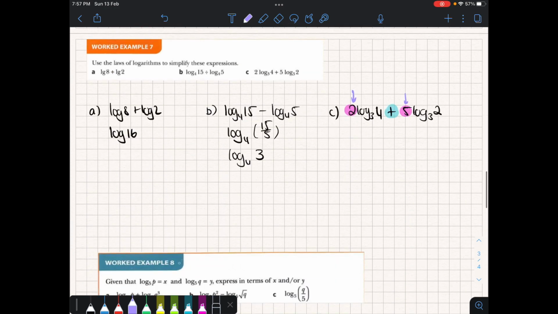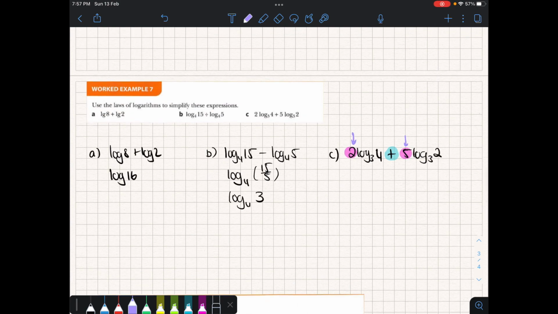However, what we can do is, reversing the power rule, we can push these coefficients in as exponents, and so we can have log base 3 of 4 squared plus log base 3 of 2 to the power of 5. Now we have logs with the same base, and we can multiply the values. So this will be log base 3 of 16 times 2 to the power of 5, and we can get log base 3 of 512.